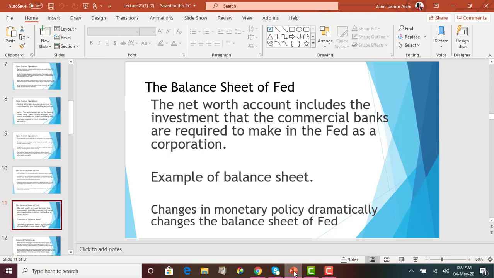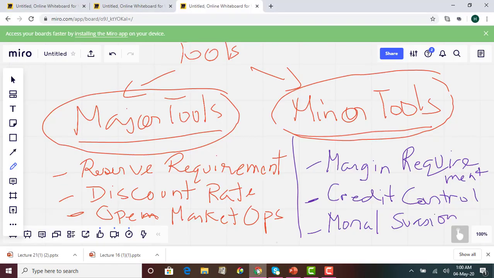So I'm just going to do a quick example of how a balance sheet of a Fed looks. This is important. There might be a problem in your exam about the balance sheet of the Fed. Basically, you need to know what items are classified under assets, what items are classified under liabilities, and net worth. Okay, but I wanted to do a balance sheet so it's clear how it looks.